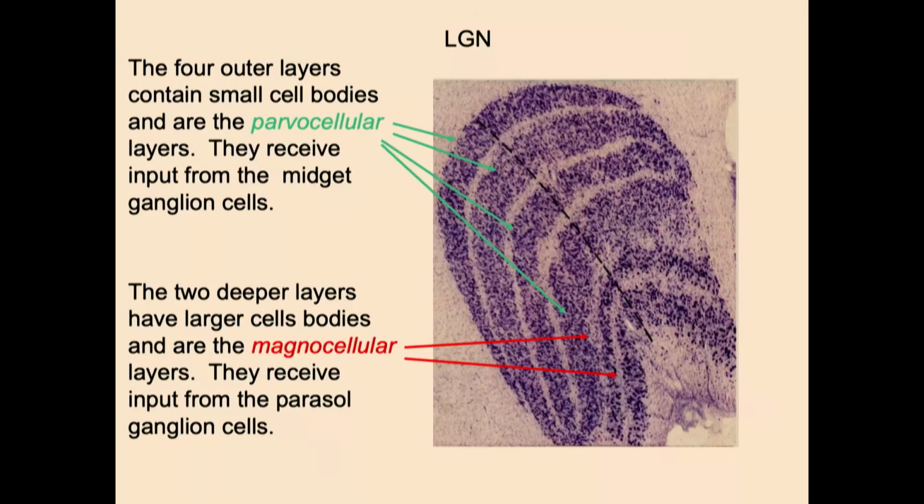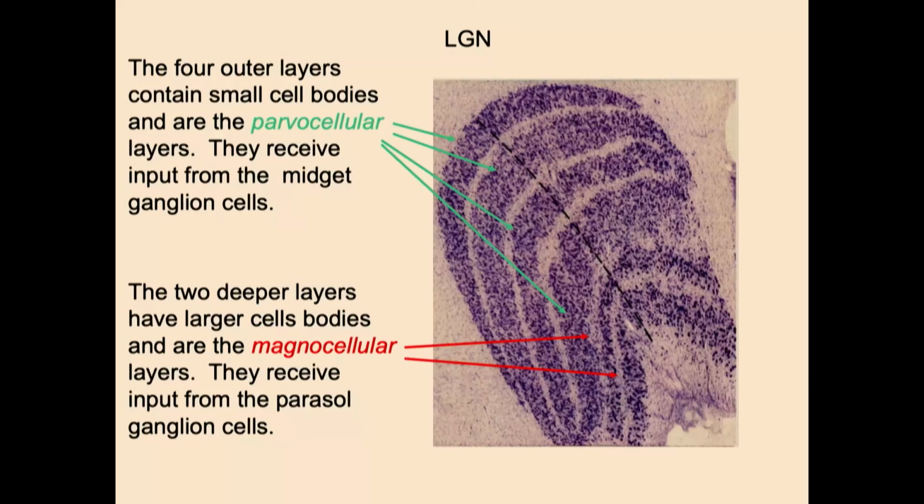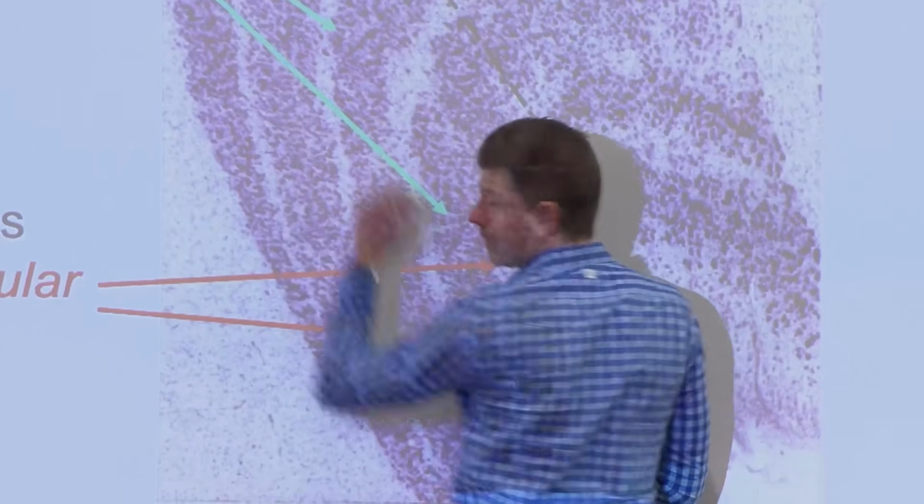And the two deeper layers are the magnocellular layers, and they receive input from the parasol ganglion cells. So again, there's this really precise, beautiful anatomical organization where you have these two distinct types of cells in the retina, midget and parasol, both of which come in the on-center and off-center receptive field varieties. And then they project to these distinct regions of the LGN, where different layers get input from either the left eye or the right eye. Okay? So the eyes remain segregated.